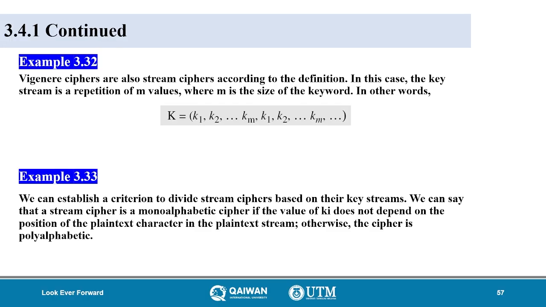Example 3.33 would be we can establish a criterion to divide the stream cipher based on their key streams. We can say that the stream cipher is a monoalphabetic cipher if the value of a key ki does not depend on the position of the plaintext character in the plaintext stream. Otherwise, the cipher is polyalphabetic. So this is how you can say that the cipher is mono or polyalphabetic.